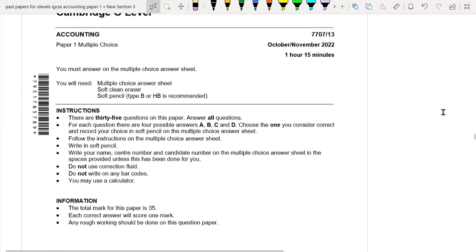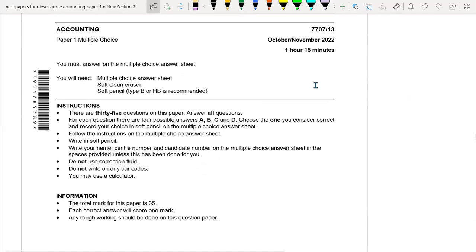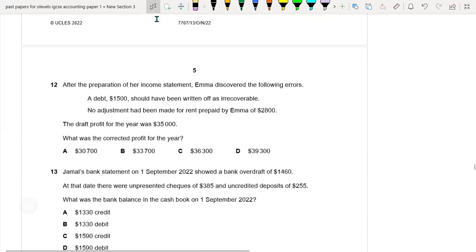My name is Azka, and I teach accounting and business to O levels, A levels, and Edexcel students. We have this paper, October number 22, paper one and variant three, and we have 1 hour 15 minutes to solve this whole paper. So now let's solve this paper.